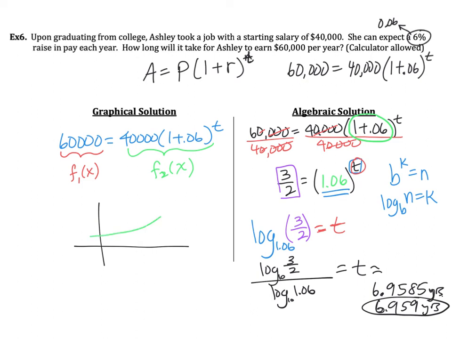So this would be your exponential growth. It's going to start at 40,000 and continue to grow, and then you're going to have an equation at 60,000 and see where it intersects. And this point of intersection, because this is your time across the x-axis and across your y-axis is the amount of money that you have. So when you find this point of intersection, it should intersect at after 6.9585 years.